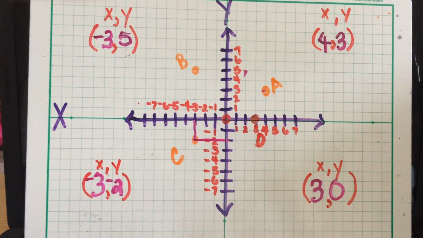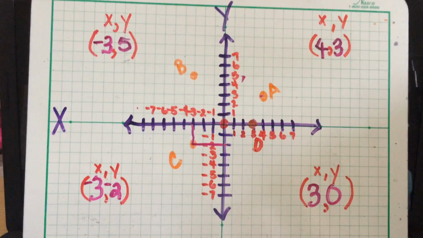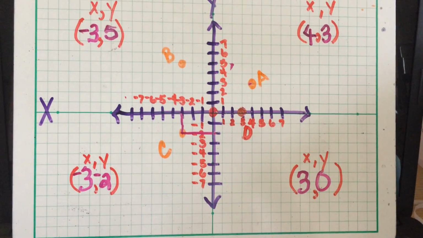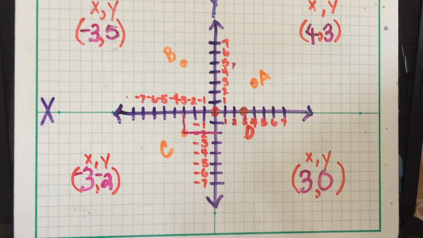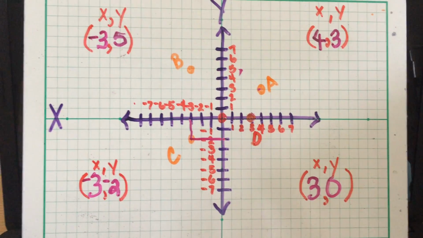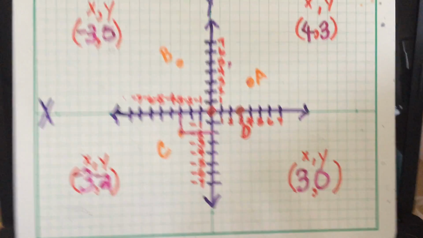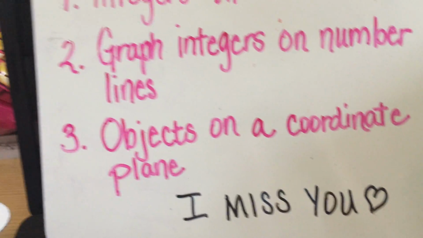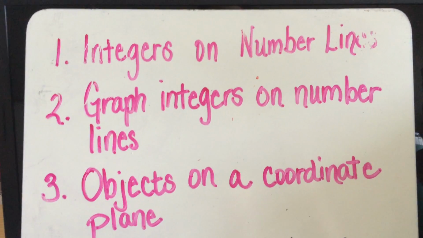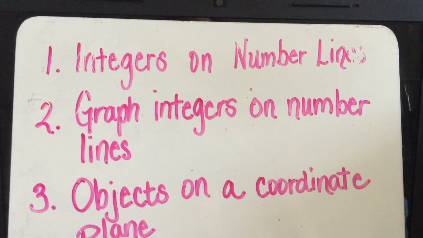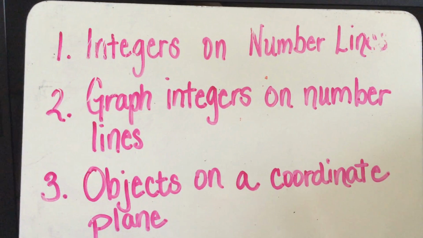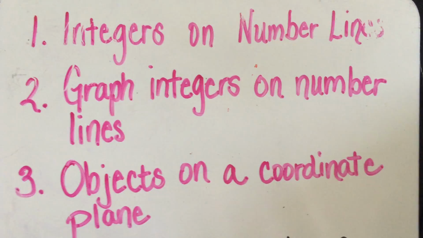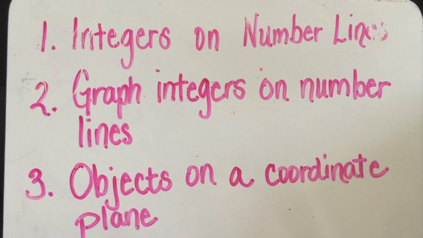Now, on IXL, it's going to say there are objects on the coordinate plane, and you are supposed to find the coordinates. So, the assignments that I will give you are number 1, integers on the number line, graphing integers on the number line, and objects on a coordinate plane.